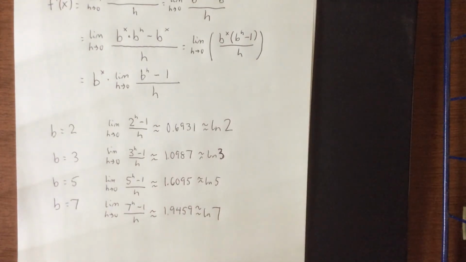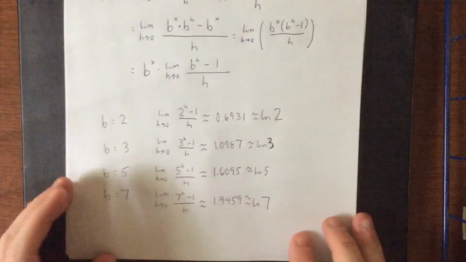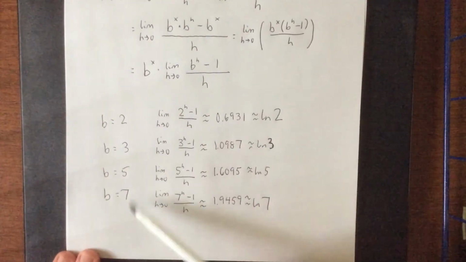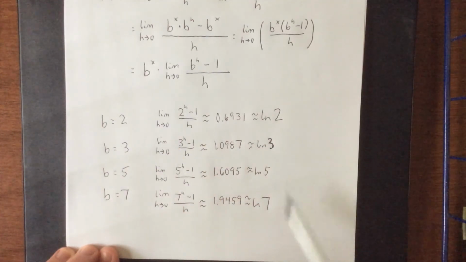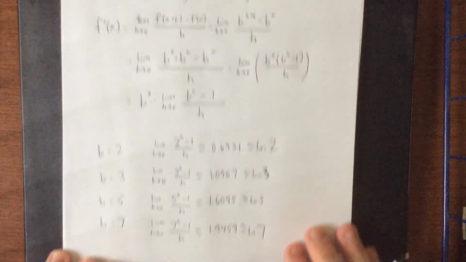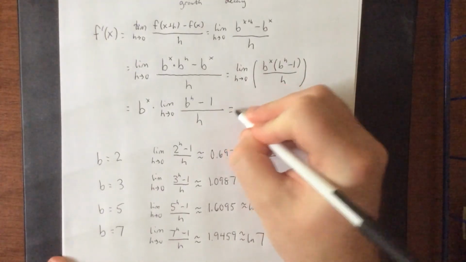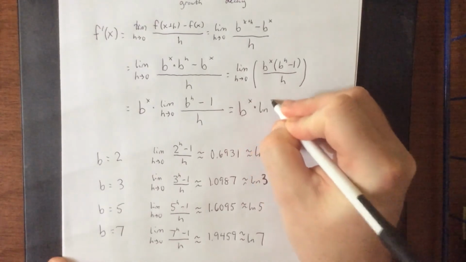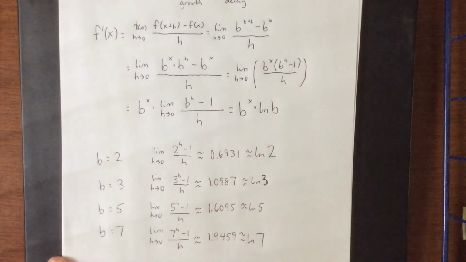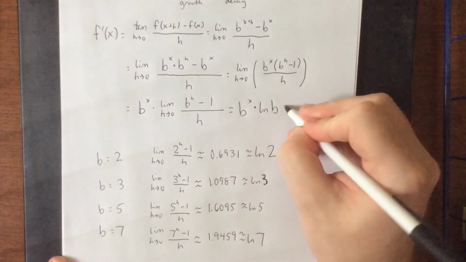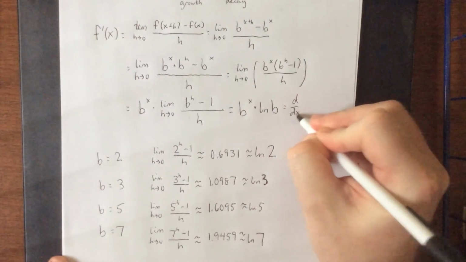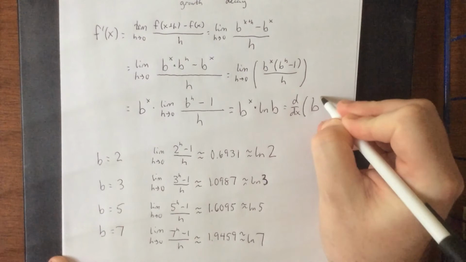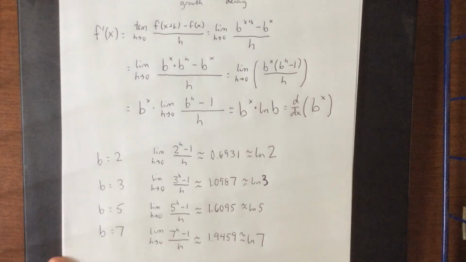Now, I'm hoping everybody is making the connection with the fact that whatever the base was, this limit is equal to the natural log of whatever that base is, letting us know that the derivative of an exponential is going to be the same exponential times the natural logarithm of whatever the base was. So this is the derivative with respect to x of the exponential b raised to the x power.